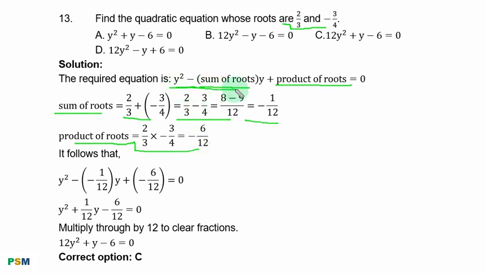You come here and replace the sum of roots and the product of roots, you have this result. If you open the two brackets with the minus and plus signs, you have this result. Multiply through by 12 to clear fractions, you have 12y squared plus y minus 6 equal to 0. The correct option is C.